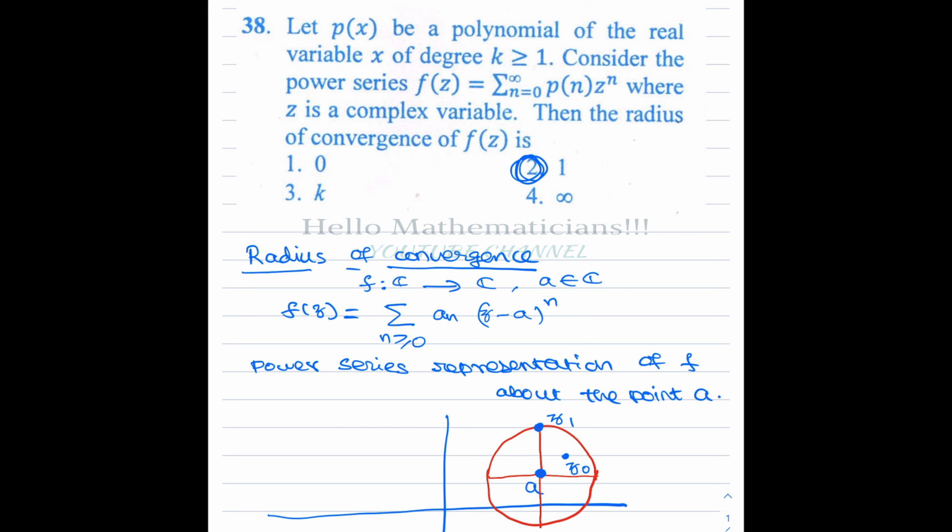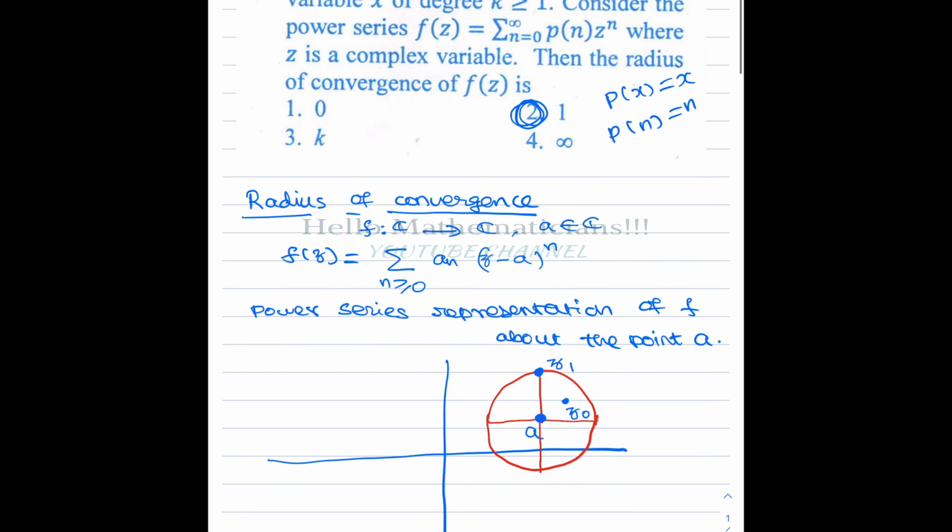So what you can easily do is substitute some simple polynomial here in place of p of n. Then whatever answer you get, that is the answer to this problem. For example, I take p of x to be a polynomial of degree 1. I can take p of x equal to x. Then what is p of n? p of n equal to n.